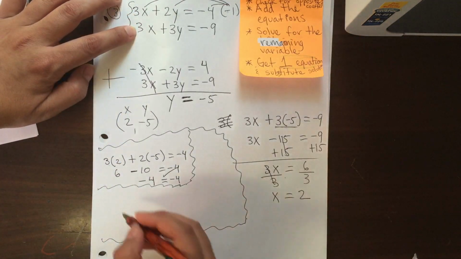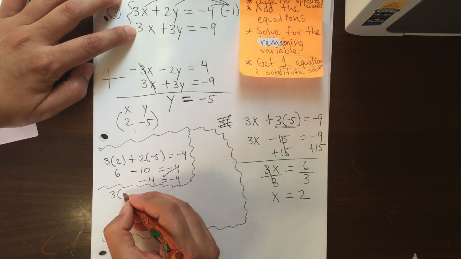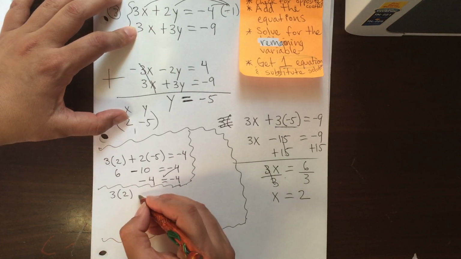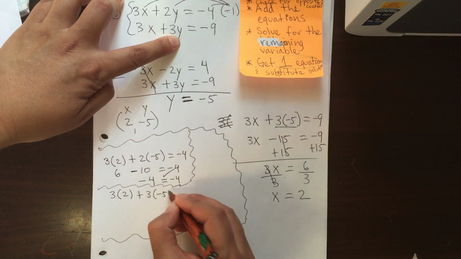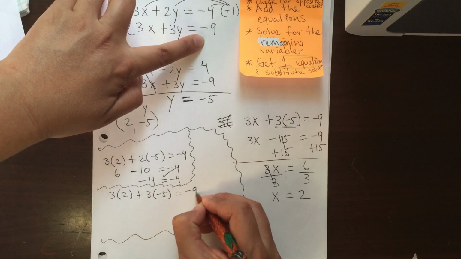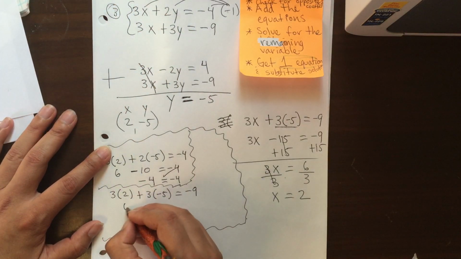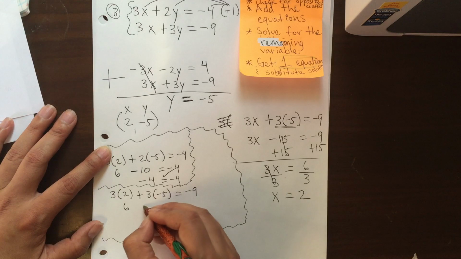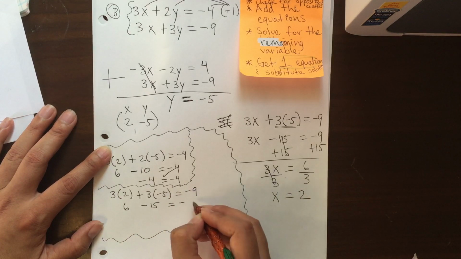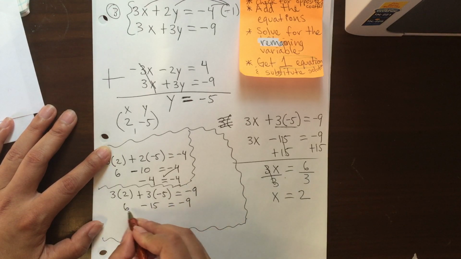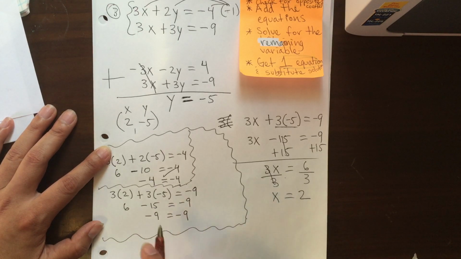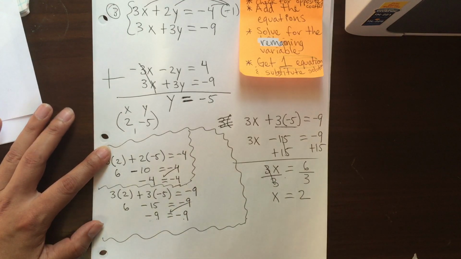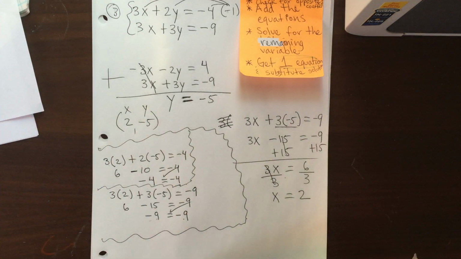Okay, so it checks for one of the equations. Now let's see if it checks for the other. 3 times x, which is 2 again, same point, plus 3 times y, and the y is -5, equals -9. 3 times 2 is 6. 3 times -5 is -15, which is equal to -9. 6 minus 15 is -9 equals -9. Because both are the same number, that means that my answer is right, so check.